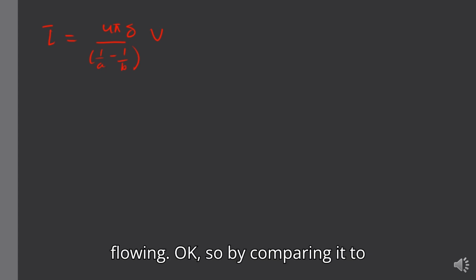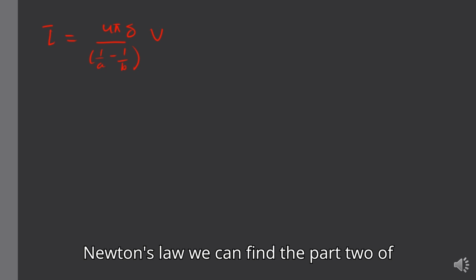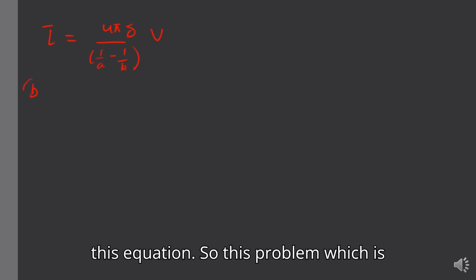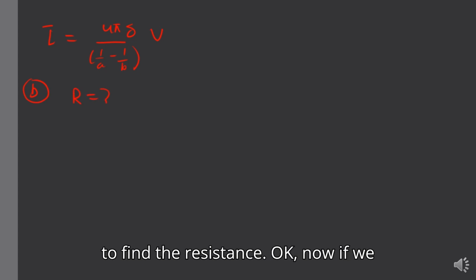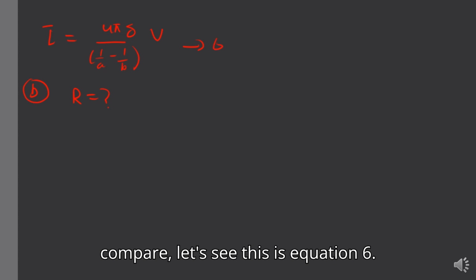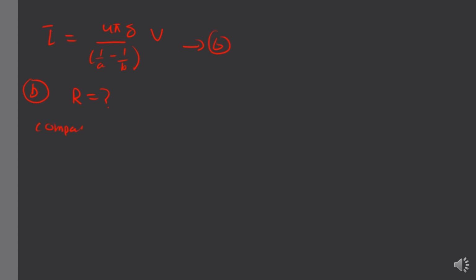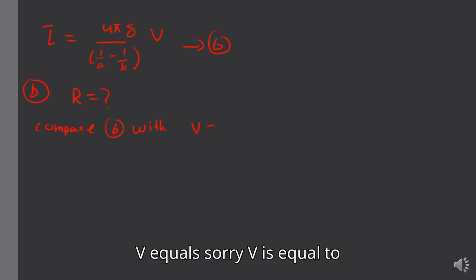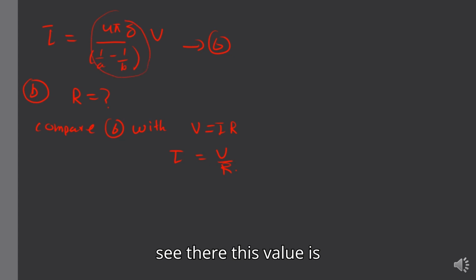So by comparing it to Ohm's law, we can find the second part of this problem, which is to find the resistance. Now if we compare, this is equation 6. Compare equation 6 with V equal to IR, from which we can say that I is equal to V divided by R. Now this value is equal to 1 divided by R, and this is voltage.